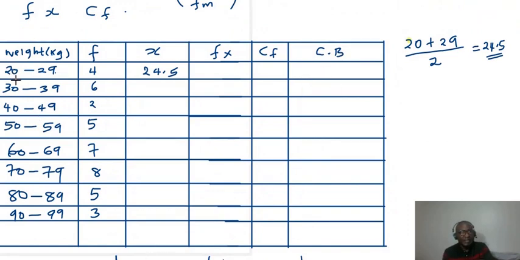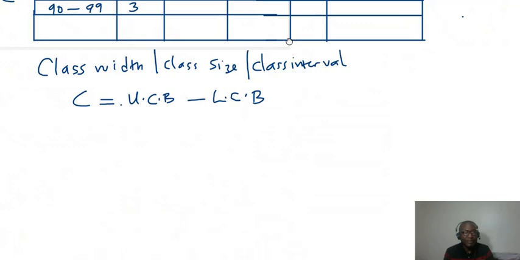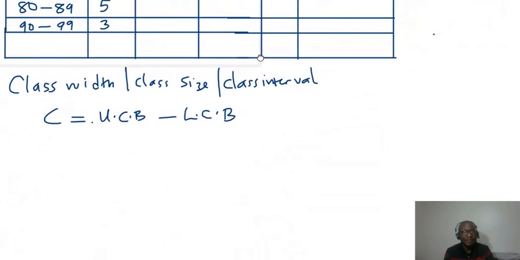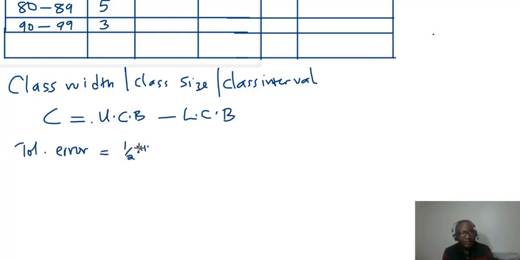We know that this data here is to 0 decimal places. You can see this is 20, it has no decimal place. This is 29, it has no decimal place. And now we can go ahead to find the tolerance error. Tolerance error will help us to determine what to add on the upper limit and what to take away from the lower limit. So the tolerance error is going to be equal to half times 10 power negative n.